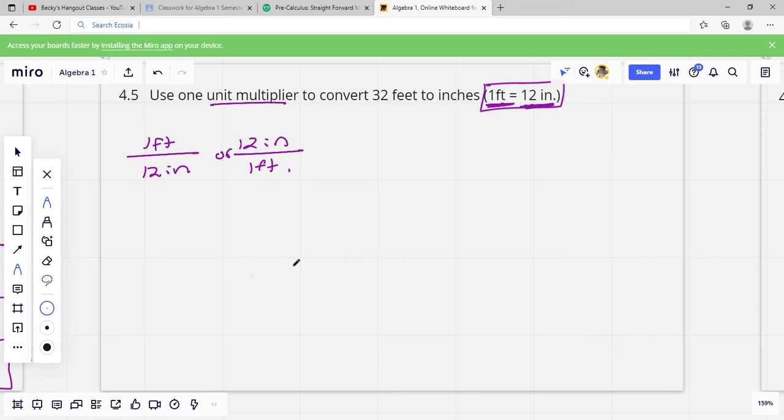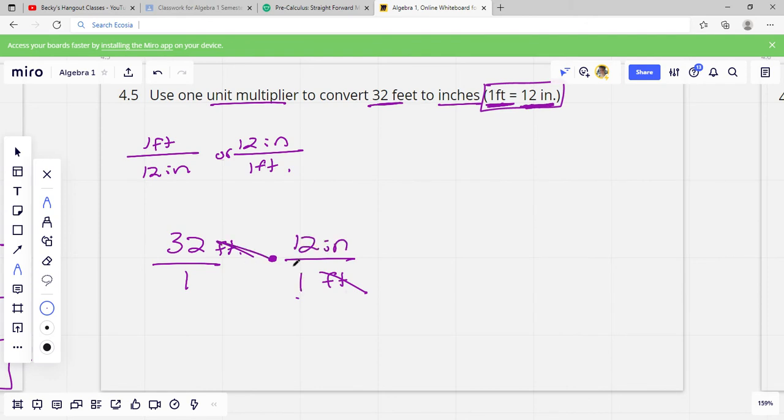Okay? We're supposed to convert 32 feet to inches. So the first thing you do when you come across this is you're going to write your 32 over 1. You're going to put your feet right there. So I have 32 feet, because any number can be put over 1 and it still means the same thing. Now I have to figure out which unit multiplier I'm going to use. I want feet to be on the bottom, because remember, we can cancel things when they're diagonal, and I want feet and feet to cancel. So it's 1 foot, and then it's 12 inches.